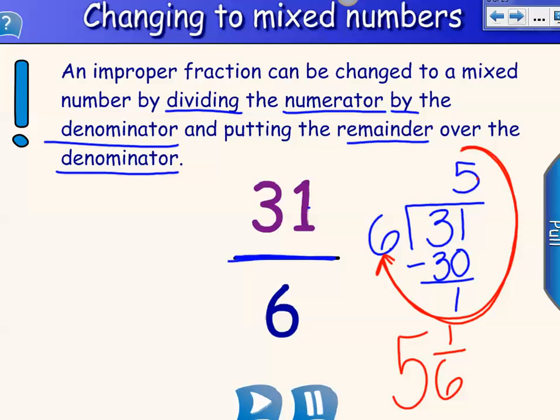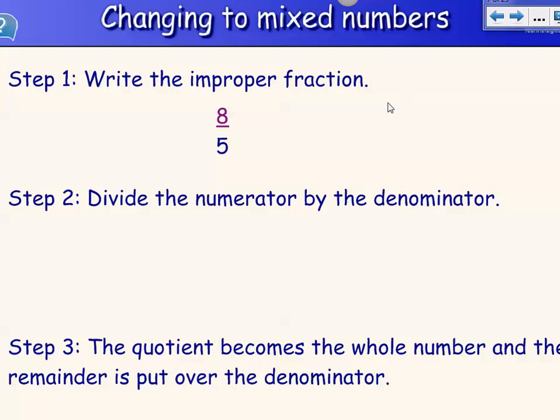Let's try one more of these just to make sure we're getting this. If you aren't understanding this, we'll practice more in class on Monday. Step 1, let's write down the improper fraction 8/5 in our notes. That's an improper fraction because the top number is bigger. So we want to divide the numerator by the denominator. I'm going to make my long division box. The top number goes in because it's the dividend. The bottom number goes out because it's the divisor. How many times can 5 go into 8? 5 can go into 8 once.